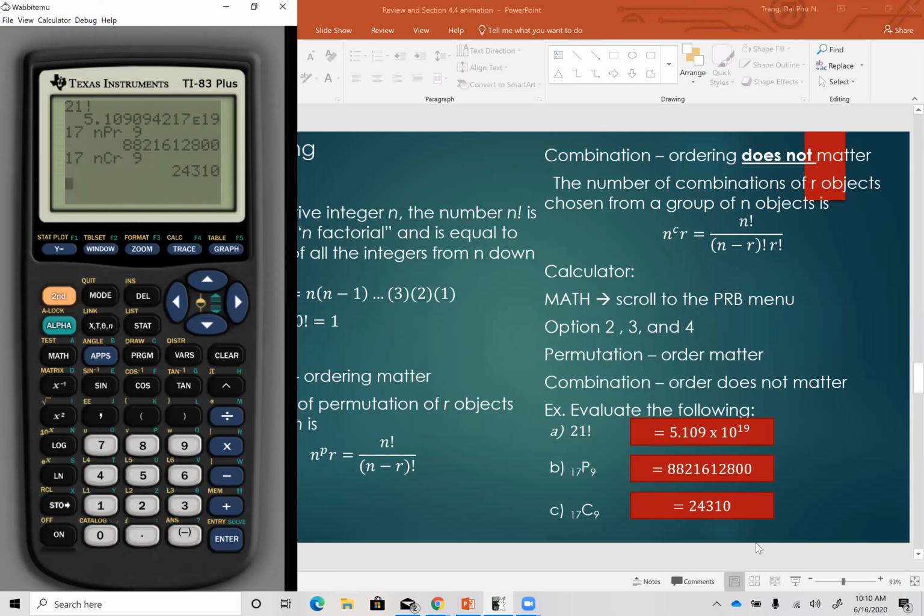Yes, go ahead. Can you redo the example on the calculator from how you got 21? I'm on my calculator right now, so you just press 21 and hit math, and scroll over to the right to PRB right here. Then go down to the factorial, which is the exclamation mark right here. For me, it's number 4. For you, maybe number 2. If you have an 84, I think option 2 is the exclamation mark. Then you press enter, and then you press enter again.